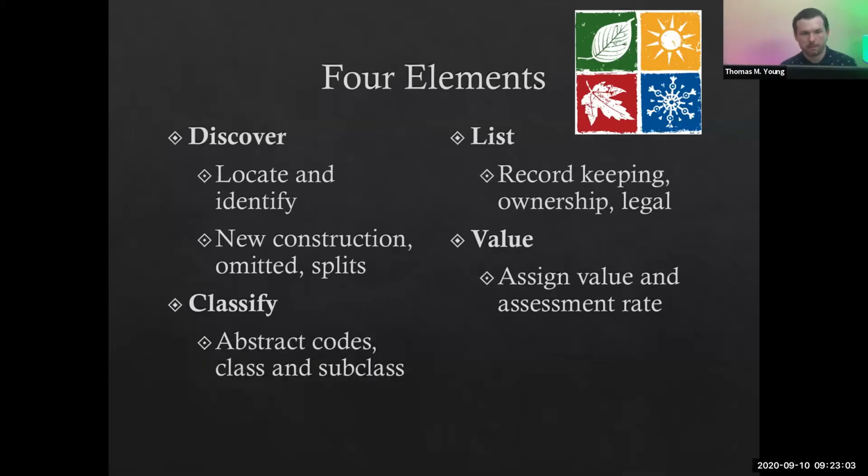And then classify. We have a whole bunch of abstract codes that every property is classified into, from residential to vacant land to mines. Every property has to be classified because we have different assessment rates that apply to different properties. So it's important for the assessor's office to get the classification correct for residential properties because the assessment rate is so low. The advantage of having it, compared to having that property classified incorrectly at a higher rate, makes sure that everything is fair and equitable.